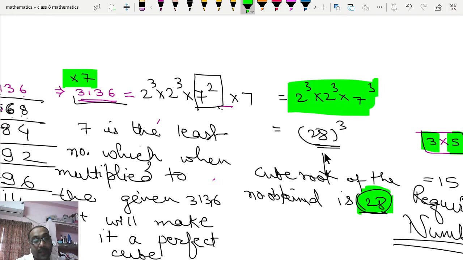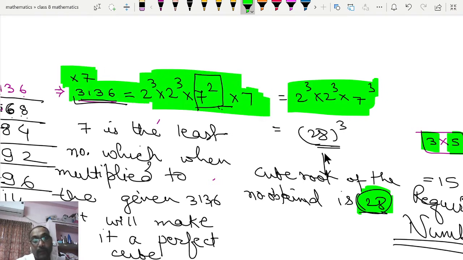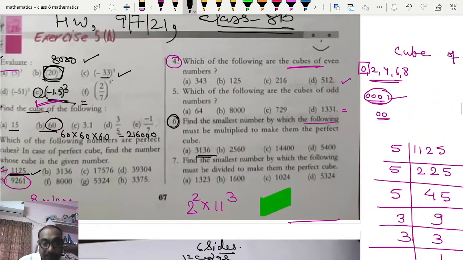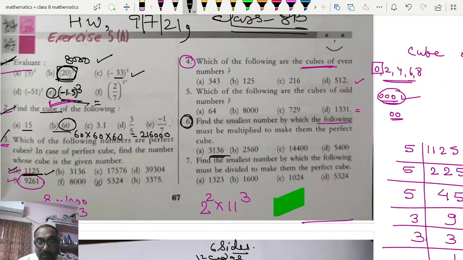So in this way you can easily find the cube root, and you can find the least number to be multiplied with. Doing the prime factorization method, in the same manner as you solved square roots earlier, you may find the value of the cube root also. See, this was question number 6. Question number 7.